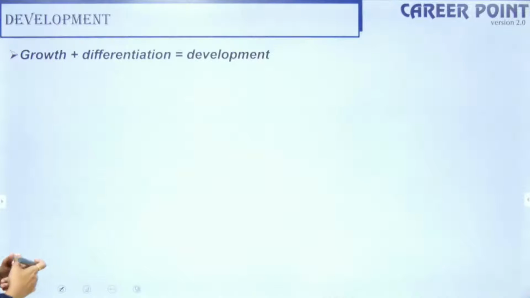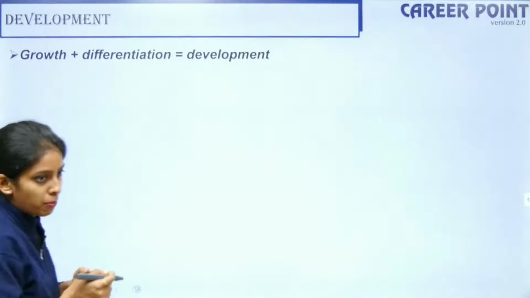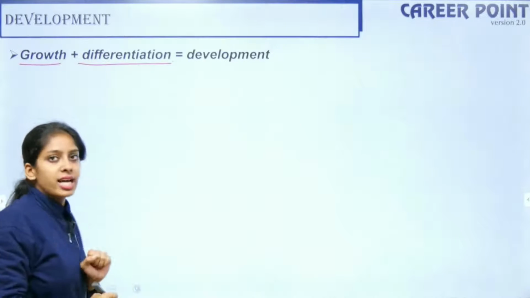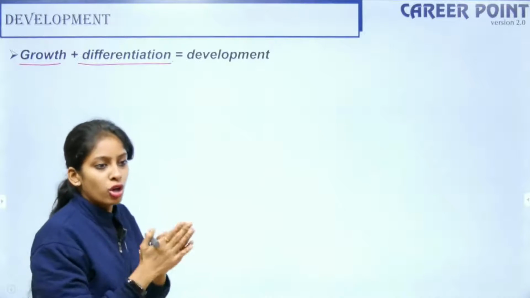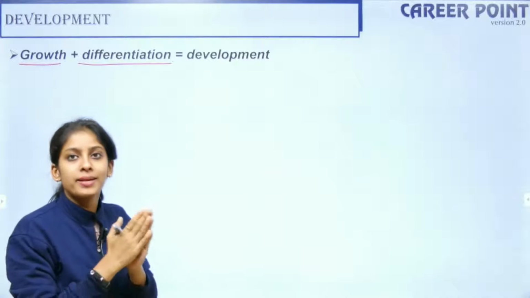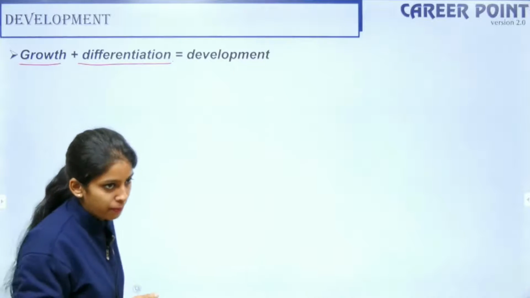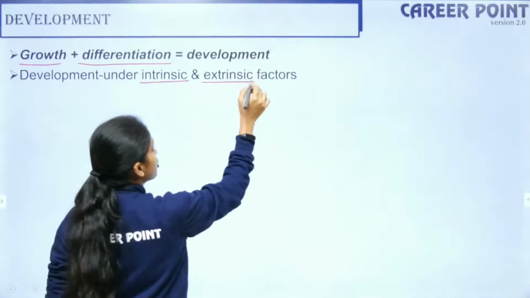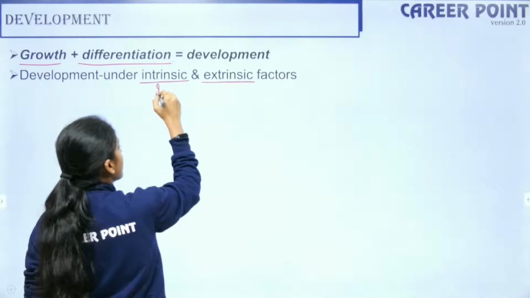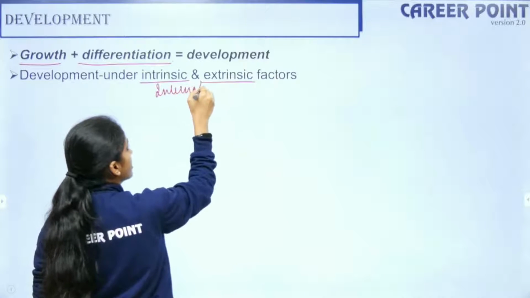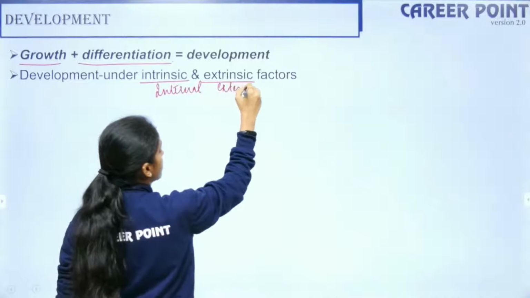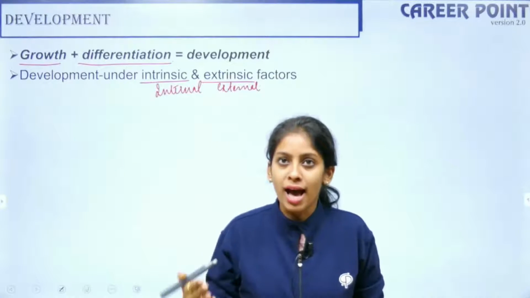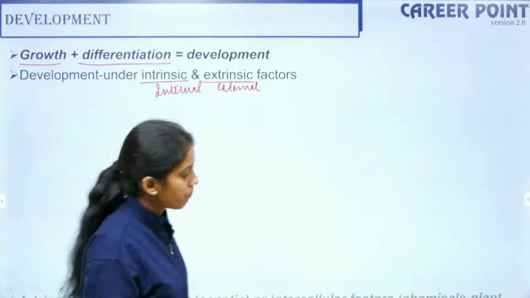So development is growth plus differentiation. You know what is growth, you know now what is differentiation, that is, they are taking up a permanent function. So growth plus differentiation gives rise to development. Alright, so development is under intrinsic as well as extrinsic factors. Intrinsic is internal factors, extrinsic is external factors. Internal factors are within the plant, external factors are your environment.